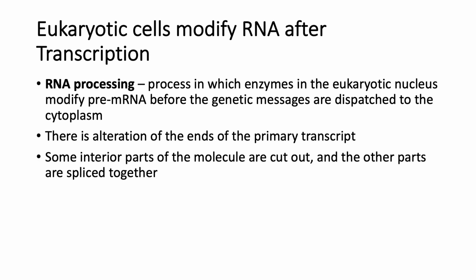After the termination of transcription, a pre-mRNA transcript or a primary transcript is formed. The pre-mRNA transcript, before it is released into the cytoplasm as mRNA, undergoes RNA processing. During this time, enzymes in the eukaryotic nucleus modify pre-mRNA before the genetic messages are dispatched to the cytoplasm. In RNA processing, both ends of the primary transcripts are altered and some interior parts of the molecules are cut out and the other parts are spliced together.